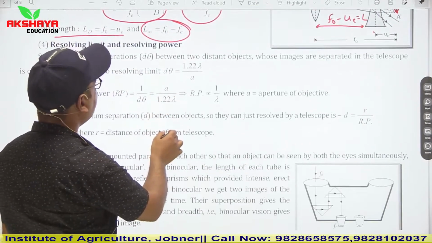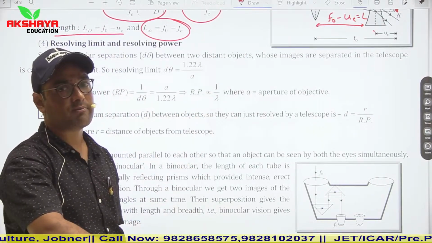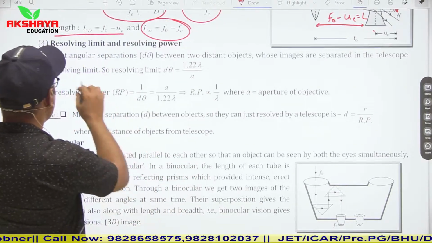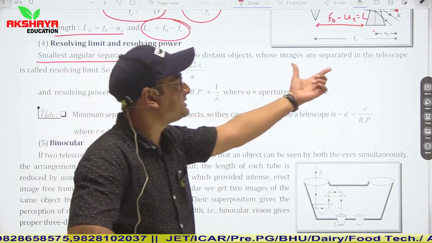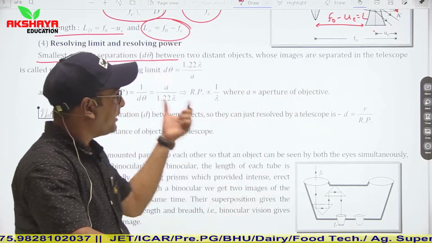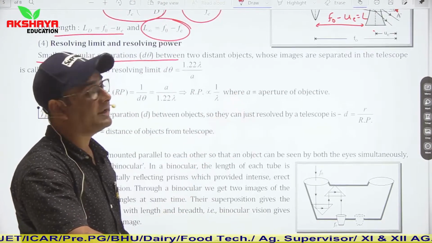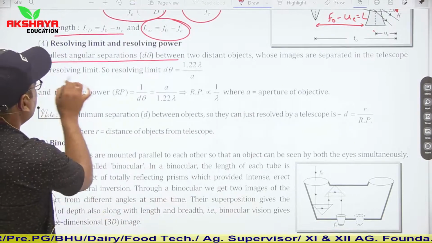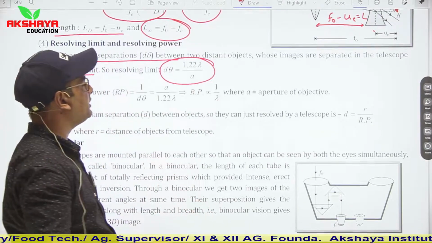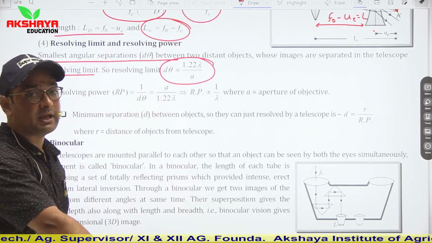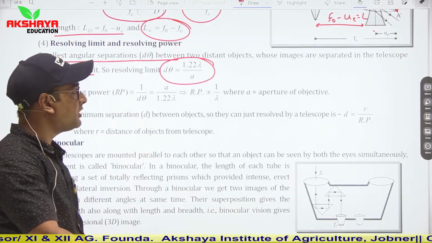Now let us talk about the resolving limit and resolving power of a telescope. As we discussed in the case of the microscope, similarly we can also define here the small angular separation between two distant objects whose images are separated in a telescope. So the angular separation between two distant objects which can be seen clearly and distinctly by a telescope is called the resolving limit, and it is defined as 1.22 lambda upon A. Here A is the aperture of the objective.